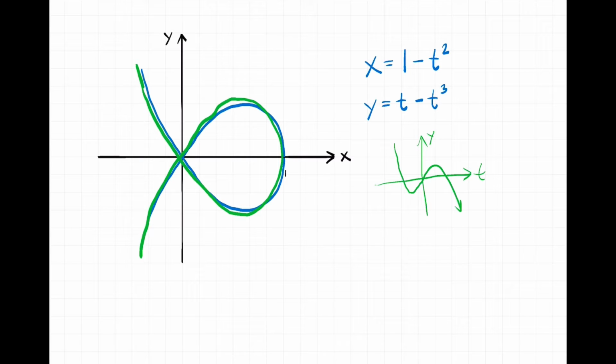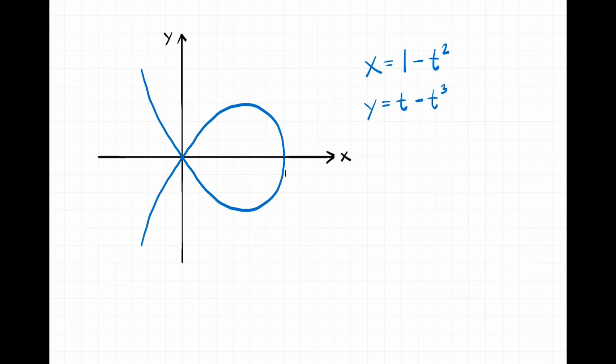So while x is moving from left to right and then back to left again, y starts off very high, goes down to some low value, back up again, and then back down again. That's why we're getting a loop in this graph. So the region we want to find the area of is this region in here, this entire region enclosed by this loop.